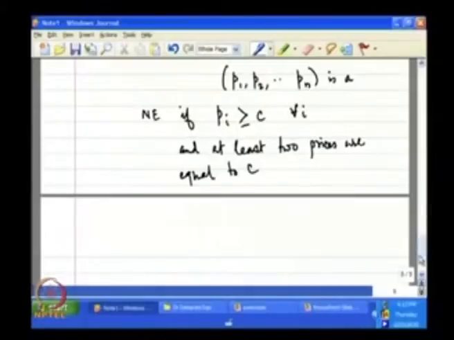First, let us show that such a profile is a Nash equilibrium, and then we shall show that no other profile of different characteristics can be a Nash equilibrium.